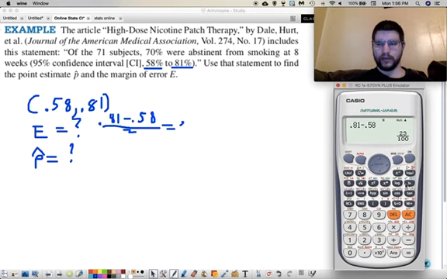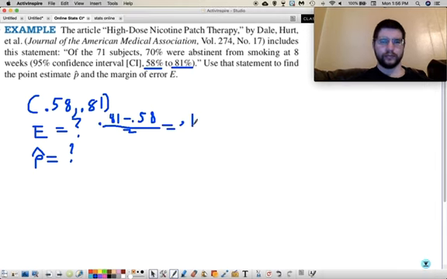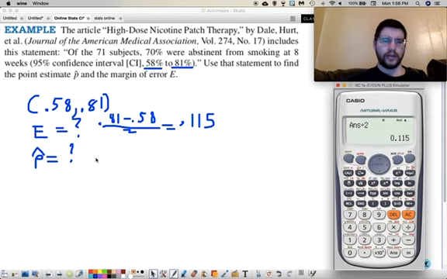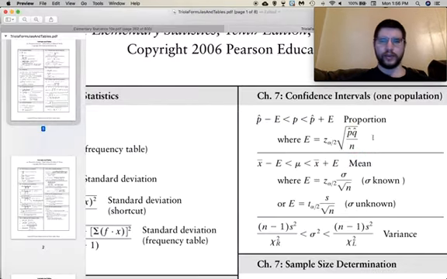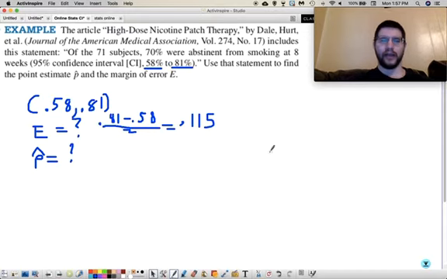So do that, and then divide by 2. 0.115. And same way we can look at the formula and do the algebra. If we add these two together, the errors cancel, and we'll have 2 P hats. Cut that in half, and we'll get our value. So 0.81 plus 0.58 divided by 2.